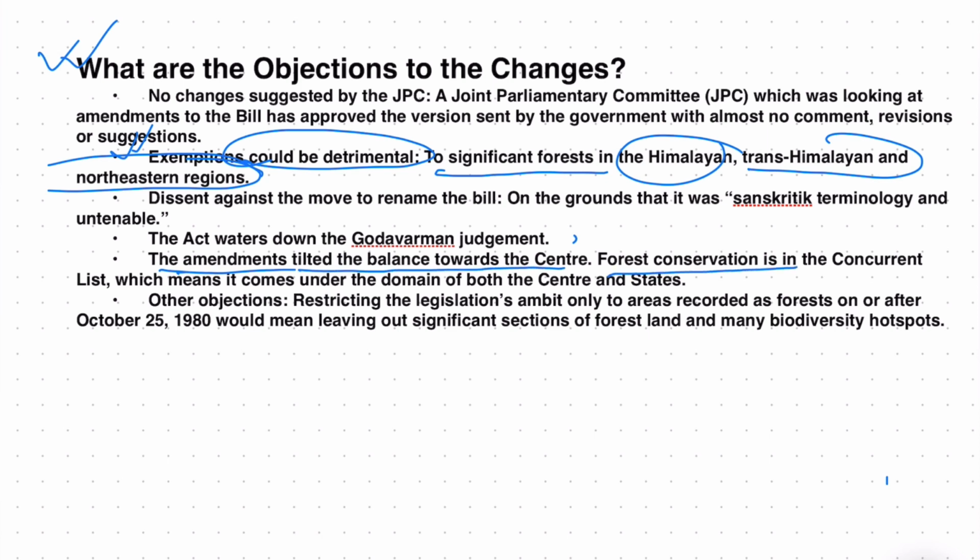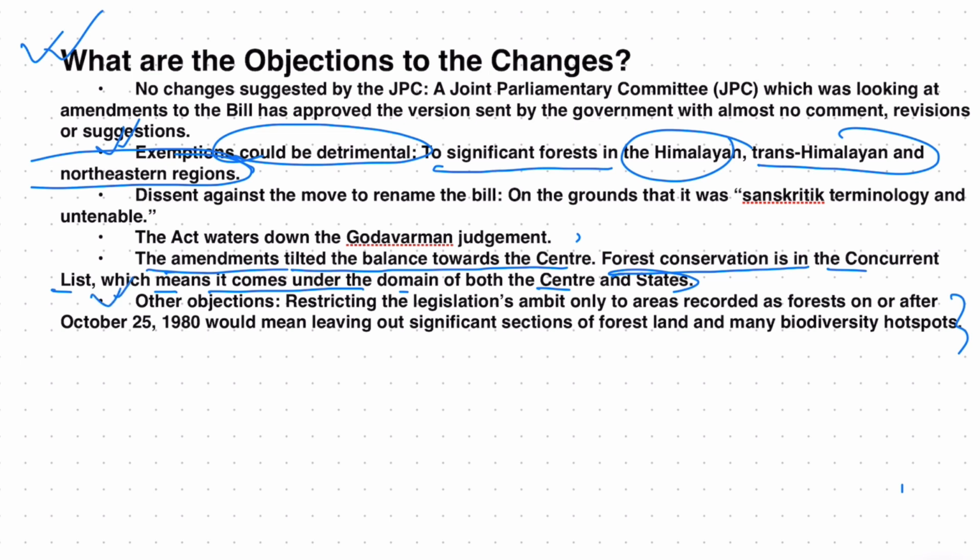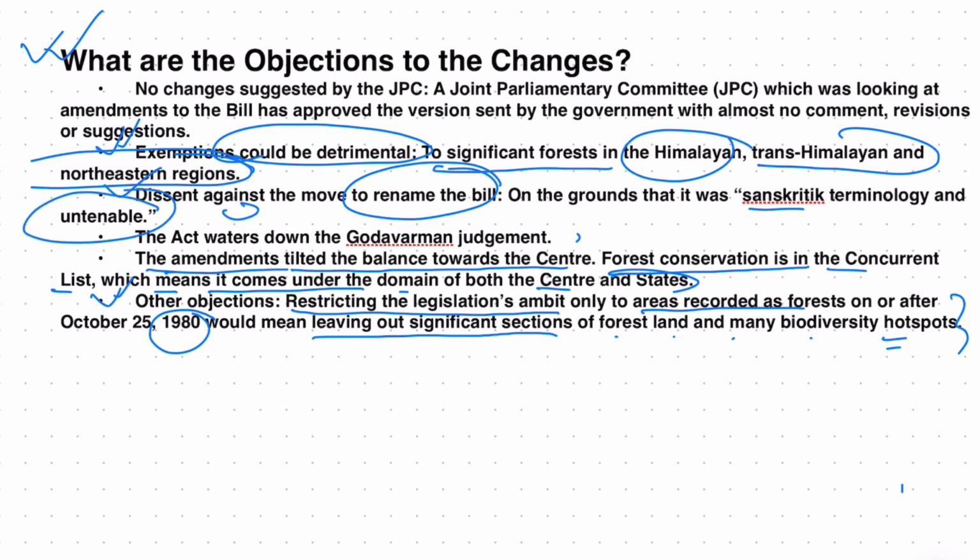Forest conservation is in the Concurrent List, which means it comes under the domain of both the Centre and the states. The next objection is about restricting the legislation's ambit only to areas recorded as forest on or after 1980, which would mean leaving out a significant section of forest land and many biodiversity hotspots. They are also objecting to the renaming of the bill on the ground that it was Sanskritic terminology and untenable, which is not inclusive for the South Indian states and the states from the Northeast.